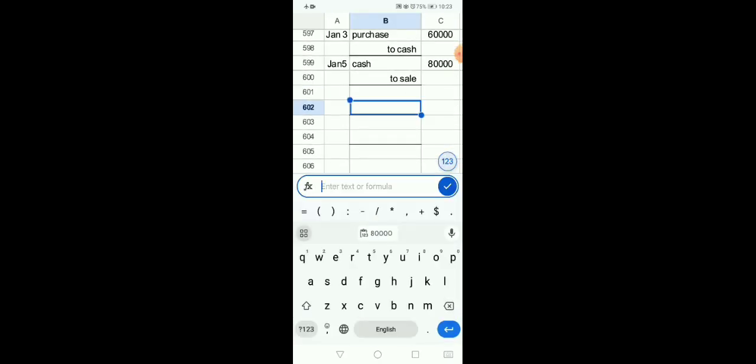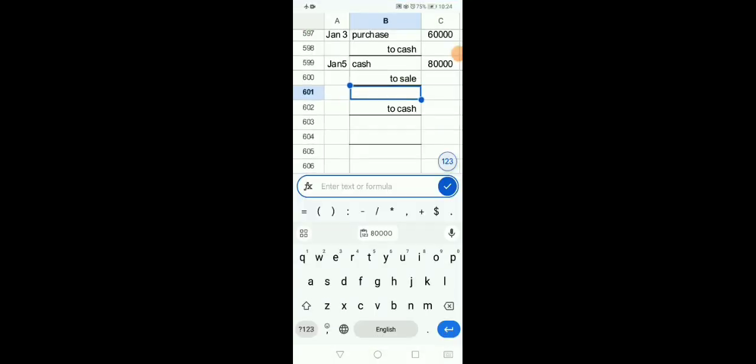Now see what January 6 is saying. He paid salaries for 10,000. As you are paying, paying means your cash is going out. Cash is your asset, meaning cash in hand is decreasing. Cash in hand is decreasing, meaning asset is decreasing. Decrease in asset should be mentioned on credit side. So you are going to write cash on credit side. For what purpose you are paying this cash is salaries. Salaries are your expenses. Expense should be mentioned on debit side. So you will name your salaries on debit side.